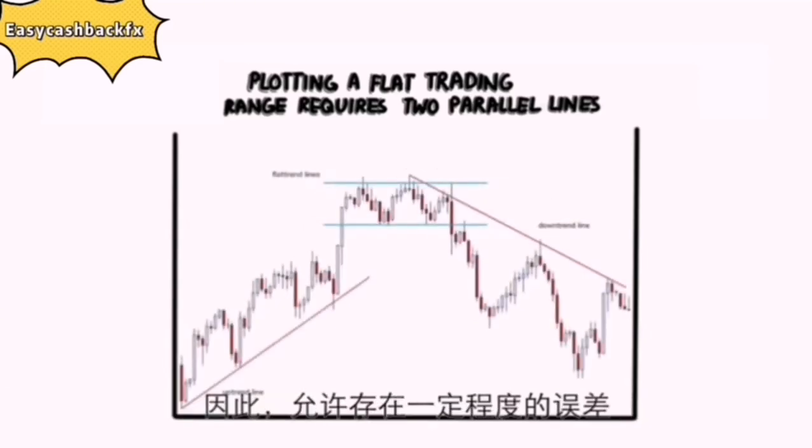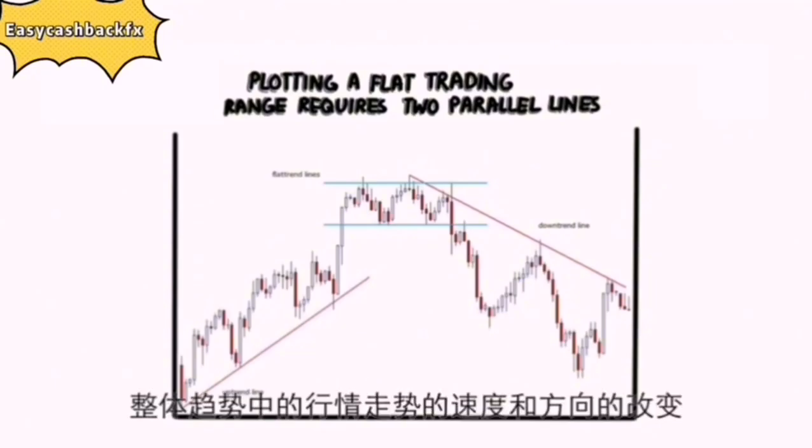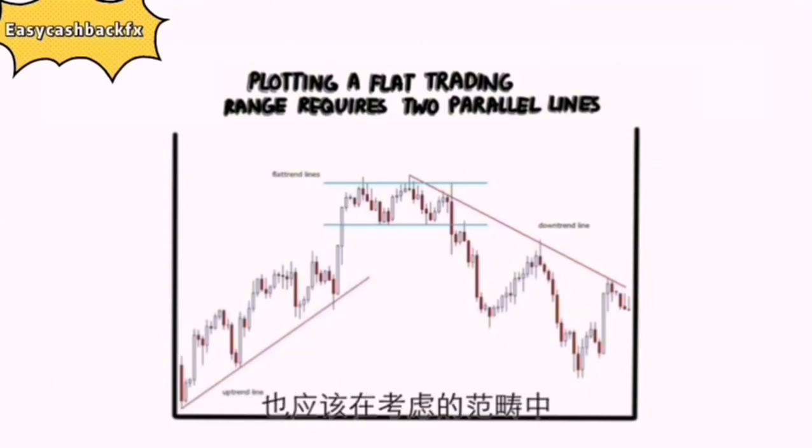Thus, you can have a few outlier candlesticks or wicks above or below your uptrend line. The goal is to best capture the overall slope of the line. Again, variations in speed and direction within the overall trend are expected.